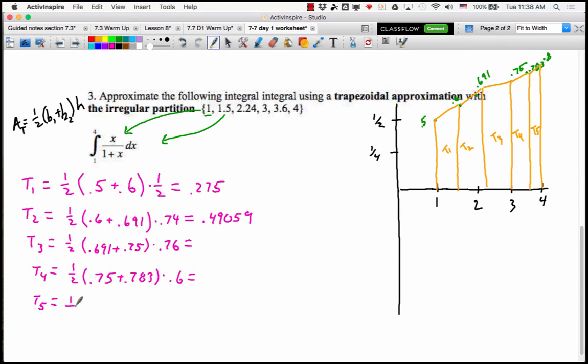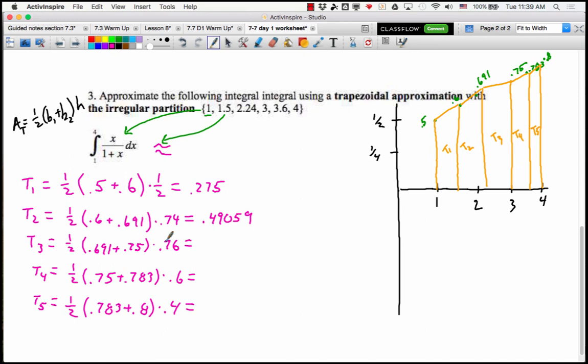All right, trapezoid 5 will be 1/2 times. This one's going to be on the left-hand side, it's going to be 0.783, and the right-hand side is going to be 0.8. So 0.783 plus 0.8 times the distance between them, 0.4. Kate, can you give me this one? 65. And then when we add them all up, we get our approximate. It's an approximation.